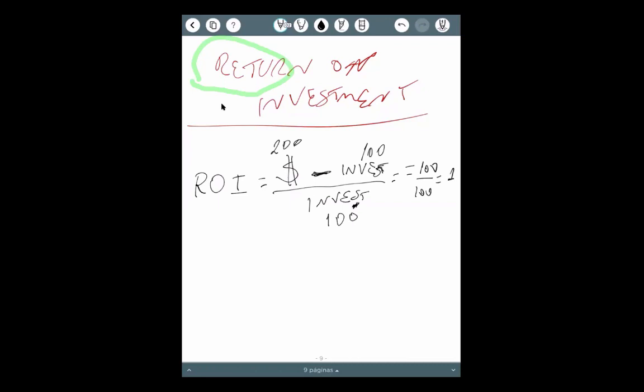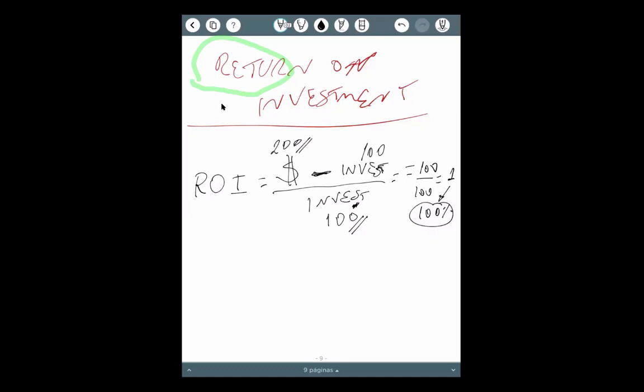it will be 100 divided by 100. The result is 1. 1 means 100%, right? So it means that I'm investing 100 and I'm making 200. So it will be the double, right? That's why it's 100%. For each euro that I'm investing, I'm gonna get 2, right? 100% of return. So it's easy, no questions about that, I believe.